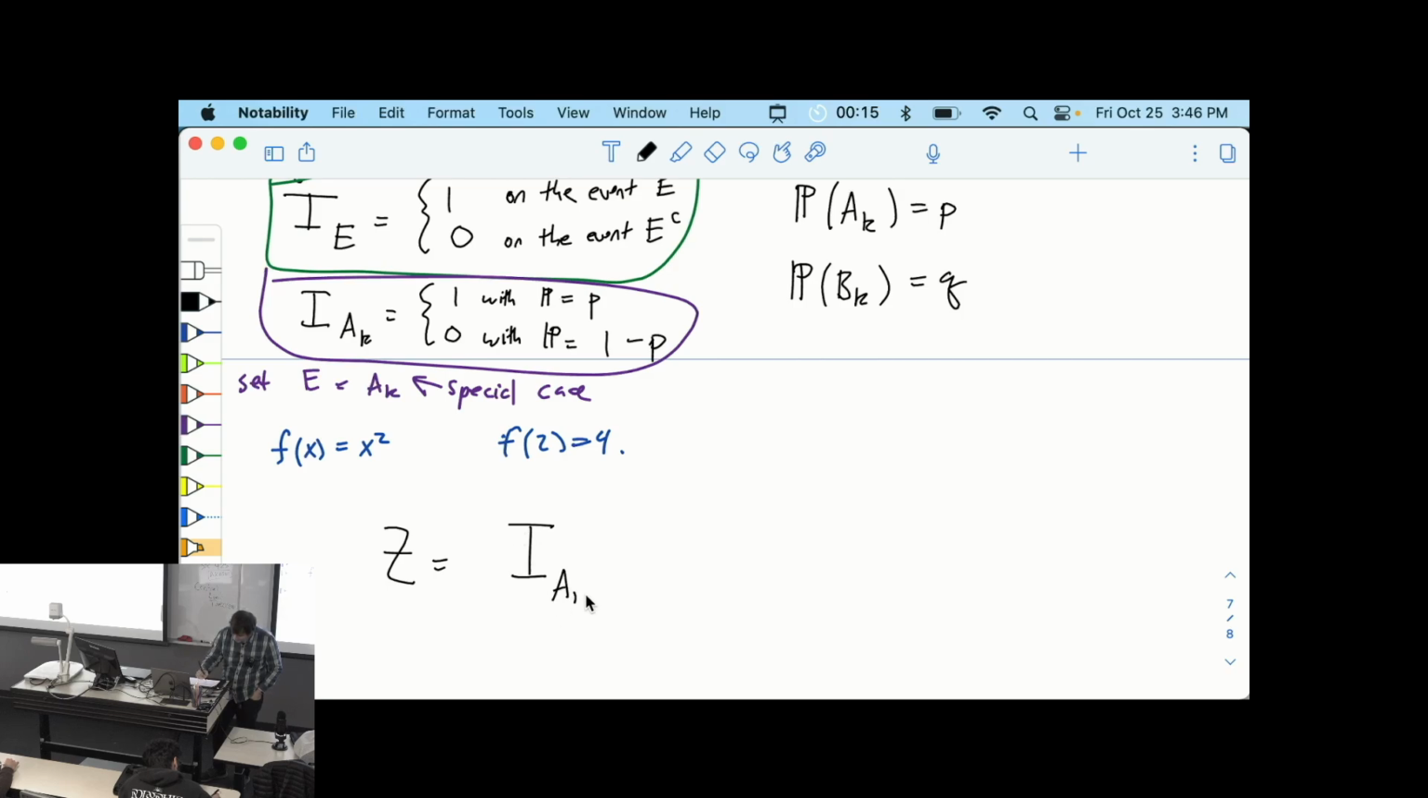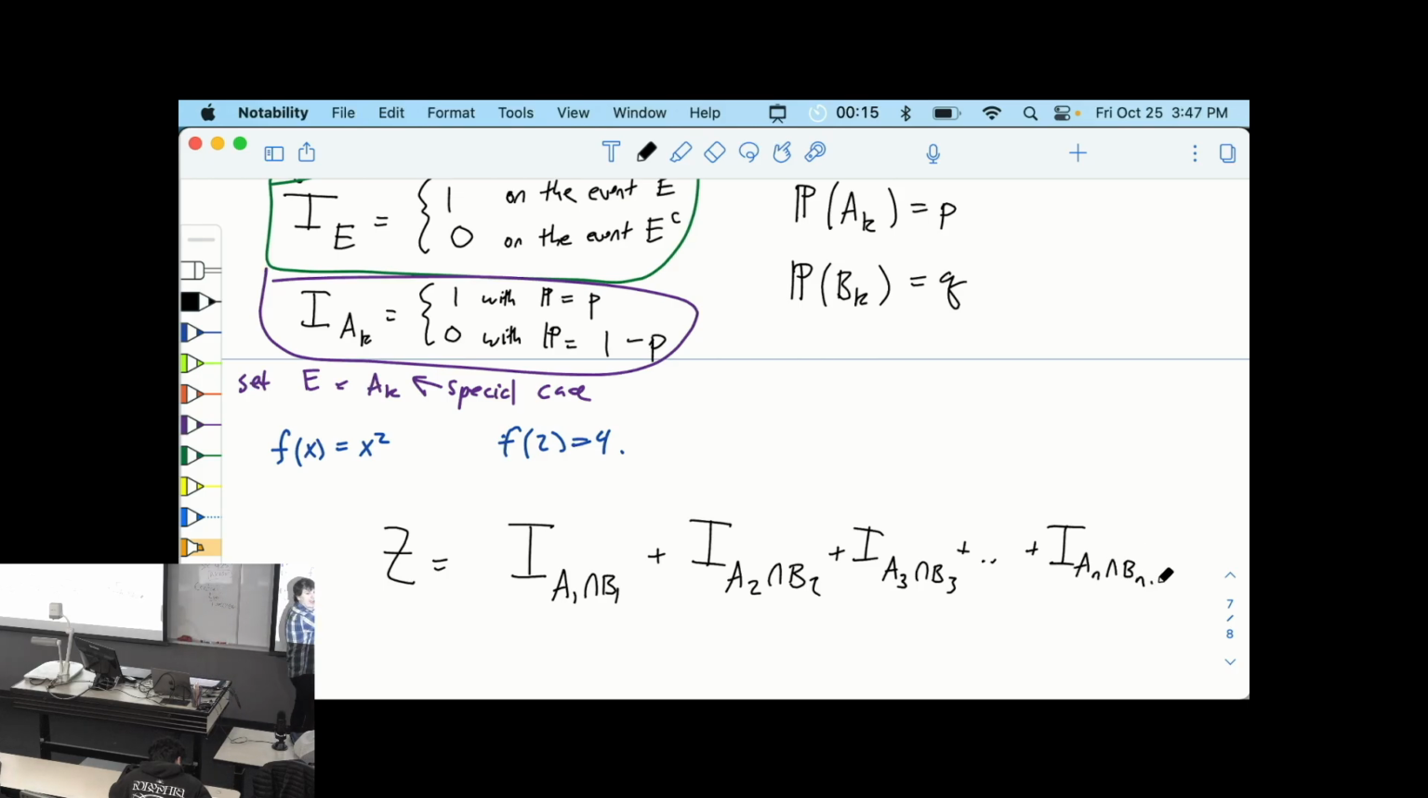It's the indicator of A1 intersect B1, plus the indicator of A2 intersect B2, plus the indicator of A3 intersect B3, plus ... all the way up to AN intersect BN. So this is counting: did Alice and Bob both find the first one? Did they both find the second typo? All the way up to the nth typo. If you add these up, these are indicators, so they're either 1 or 0. If they both found it, this is 1, and then we're counting up the number that they both found.